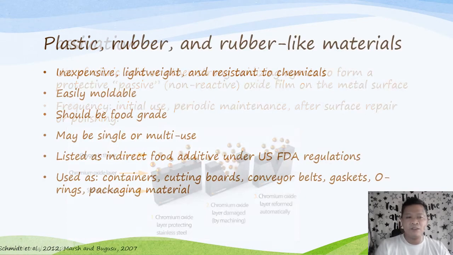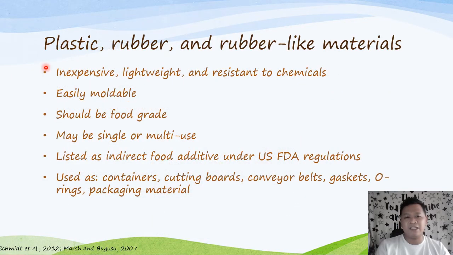So yung mga rubber materials, hindi natin sila maiiwasan, no? And ideally lang, it's food grade. Sometimes they're single use, but most of the time they're multi-use. And again, usually mga gasket sila. Pwede ring container or sa conveyor belts mo, O-rings, and sometimes there are rubber components in the packaging material.